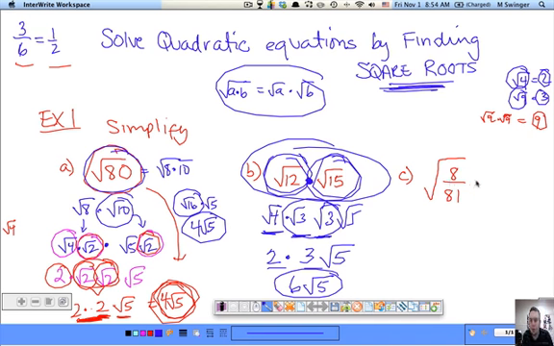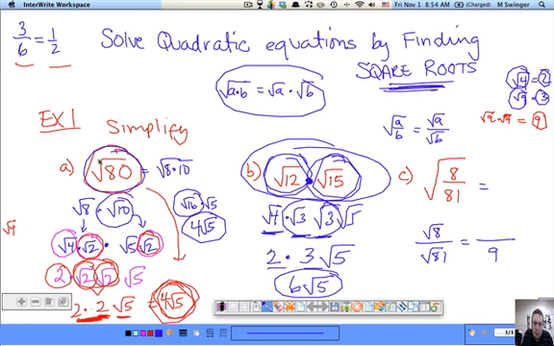Last one, there's a new property. It's an easy property. If you have the square root of a divided by b, this is the same as splitting it up and saying square root of a divided by square root of b. Okay? So that's what we're going to do to this problem right here. This is the square root of the whole thing. Let's split it up. Square root of 8 on top over square root of 81. Now this is nice on the bottom because I know square root of 81 is a nice number. Square root of 81 is 9. There's an integer 9. But square root of 8, it's not nice.